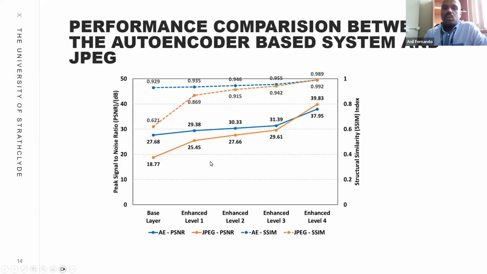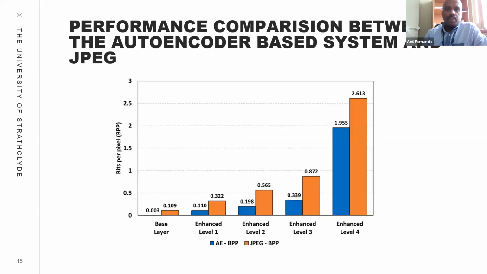This is under no noise conditions, and a similar observation holds for SSIM as well. The purple dotted line represents the SSIM for the proposed system, whereas the orange dotted line represents the equivalent JPEG system. You can see the performance of the proposed one is very high compared to the state-of-the-art JPEG scalable project.